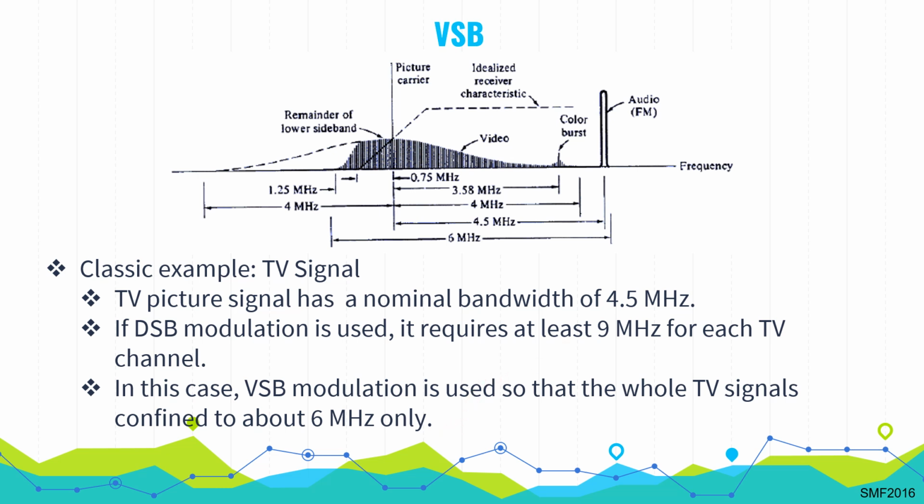This is achieved by: 1. Transmitting the picture carrier, 2. Partially suppressing the lower sideband, and 3. Transmitting the upper sideband along with a portion of the lower sideband. This makes VSB an efficient modulation technique for broadcasting.